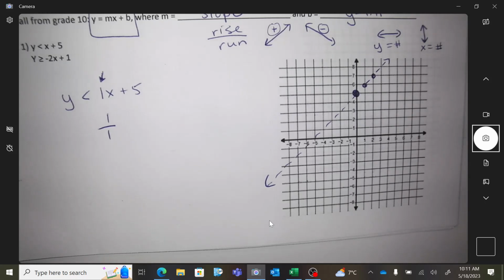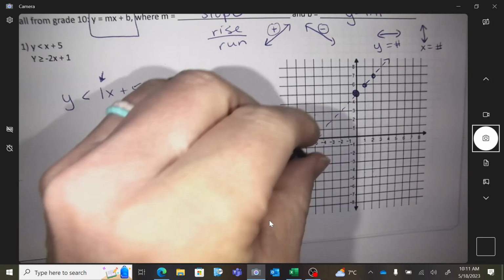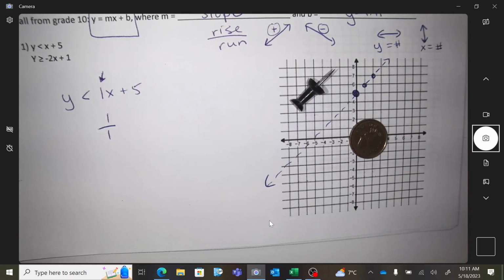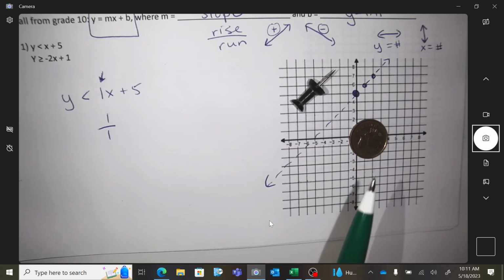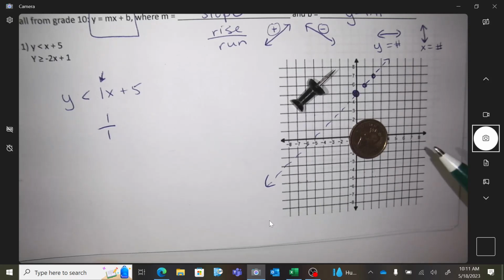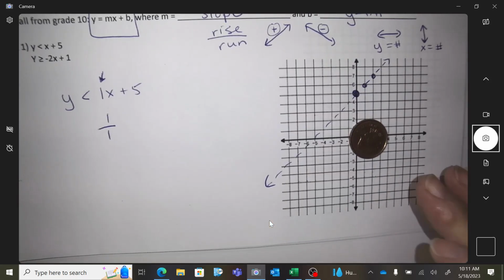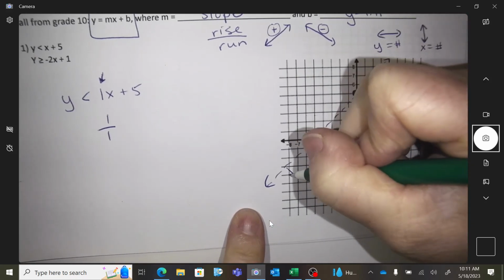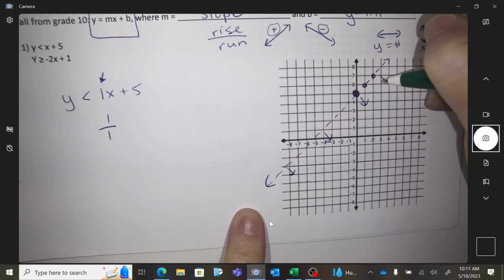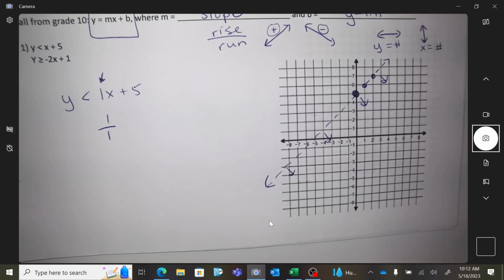Okay, so here's what I want you to think about next. You have 2 options, the thumbtack or the penny. Which side of that line would show me being less than it? The tack or the penny would be less than that line? The penny. Okay? So here's what I'm going to do. I'm just going to draw some arrows to say this direction is facing less.